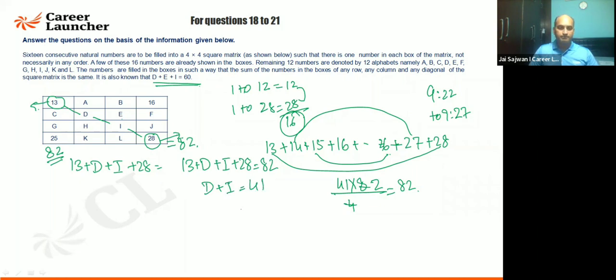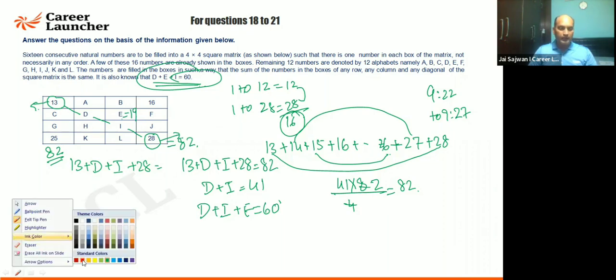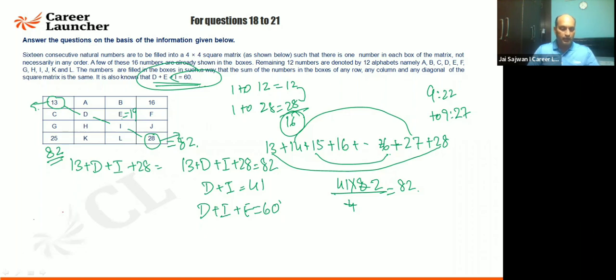This is 41. But we know that D plus I plus E is equal to 60, which is given here. From that, I can say E comes out to be 19. I believe it is clear that the value of E is 19. Okay, if you have any doubt so far, or want to ask something, you can ask.